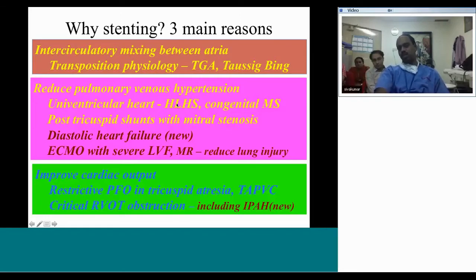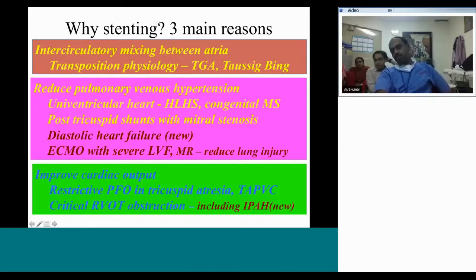Reason two, to relieve the left side pressures. If you have a univentricular heart like hypoplastic left heart syndrome, or congenital mitral stenosis, or a post-tricuspid patient with congenital mitral stenosis, in these patients you want to relieve the left atrial pressure. You may have to put in a stent. Diastolic heart failure: a grown-up patient with diastolic heart failure, or heart failure with normal ejection fraction, they will be among the reasons for putting some stenting in the atrial septum.